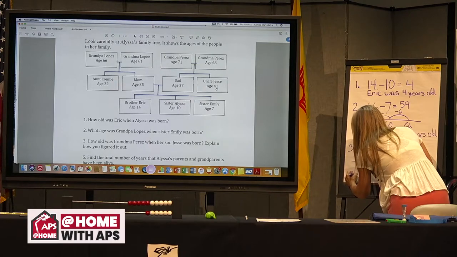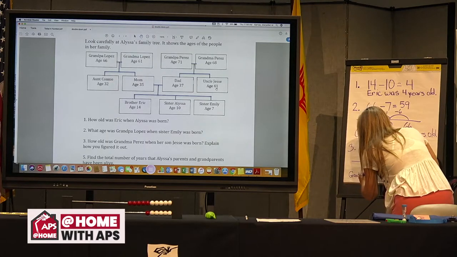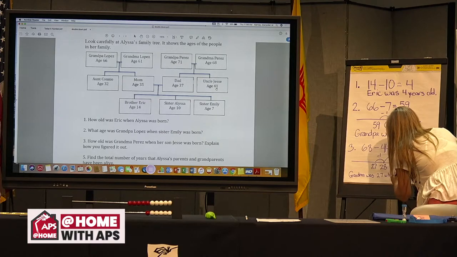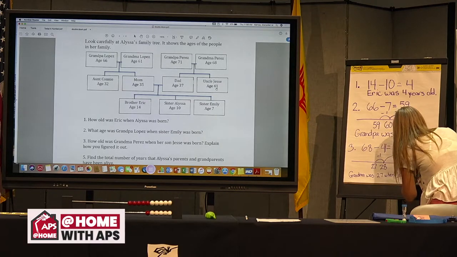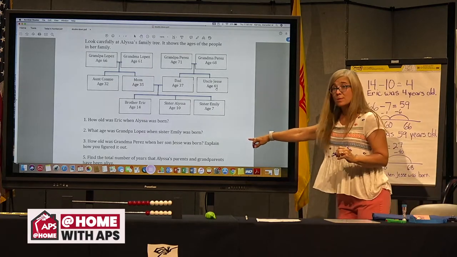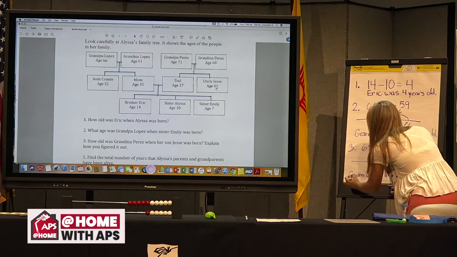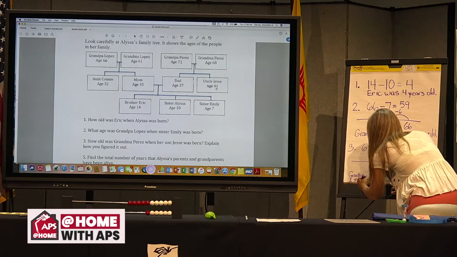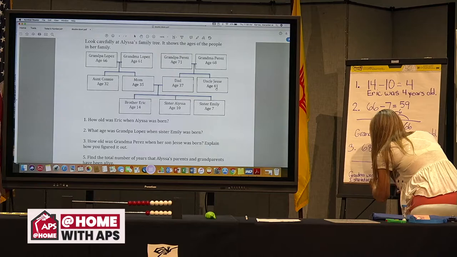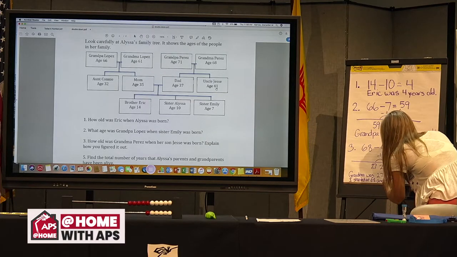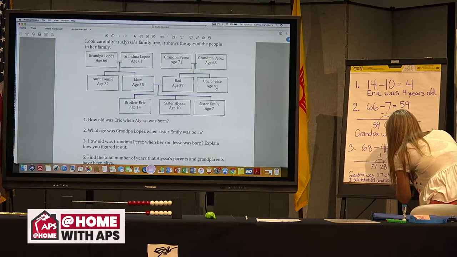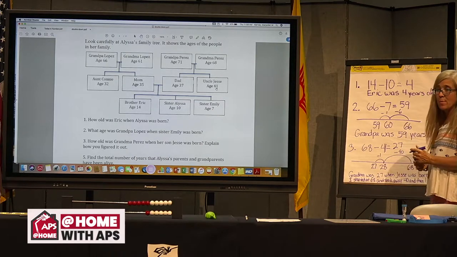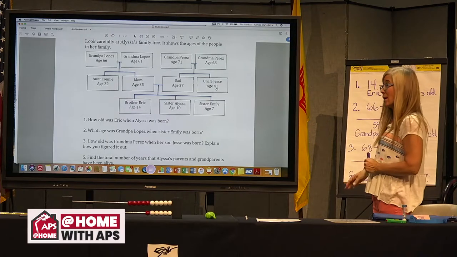So Grandma was 27 when Jesse was born. And don't forget, this one asks us to explain. And we do have our picture here to show, but we could also say, I started at 68 and took away 40 and then 1. And you can even say on the number line if you wanted to, but I kind of ran out of room, so I think we'll leave it there.